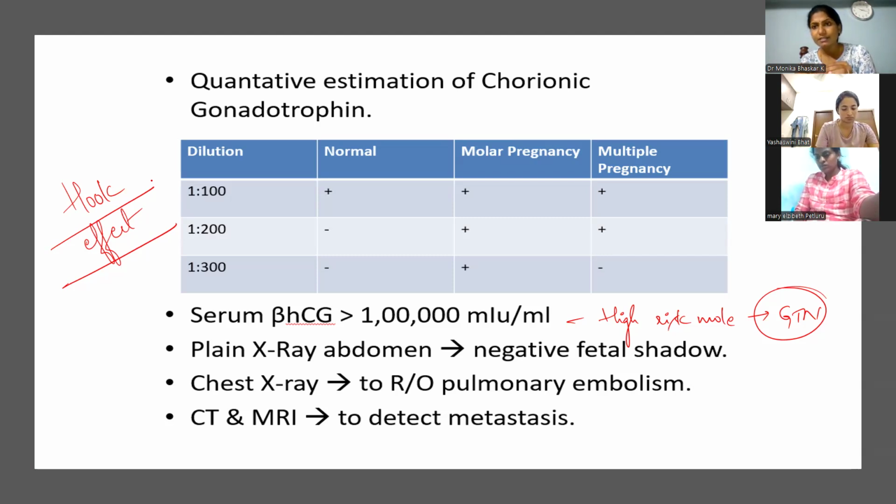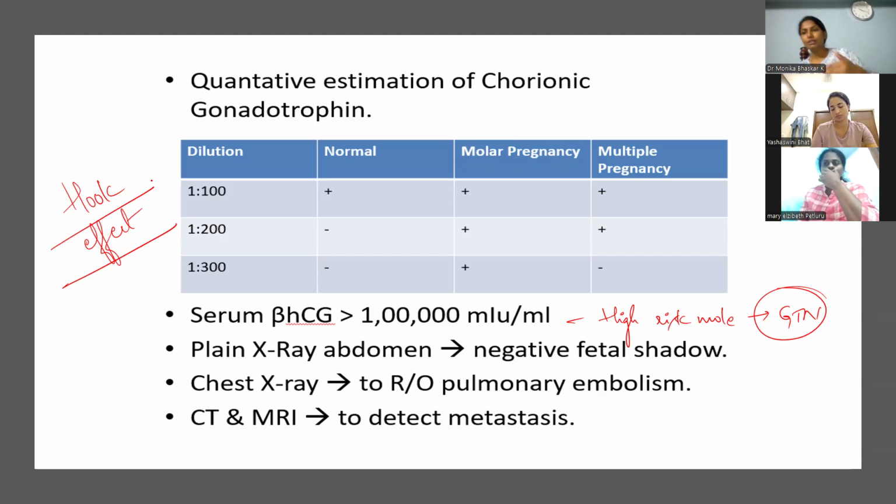If you have done a sandwich ELISA test, the antigen is so much that the antibodies are oversaturated. That means it gives a negative result. So that time what we have to do is dilute that urine. If you dilute and it is still positive, that means it is a beta HCG positive case. If you dilute by 100 and it still shows the presence of beta HCG, or if it is UPT positive, it is seen in normal pregnancy, molar pregnancy, or multiple pregnancy.